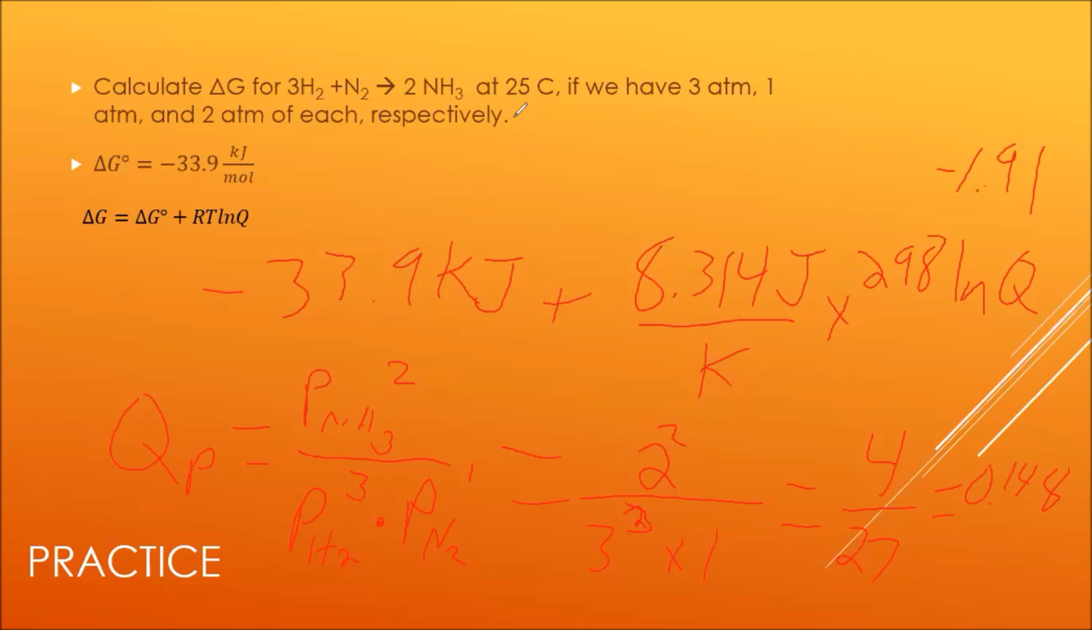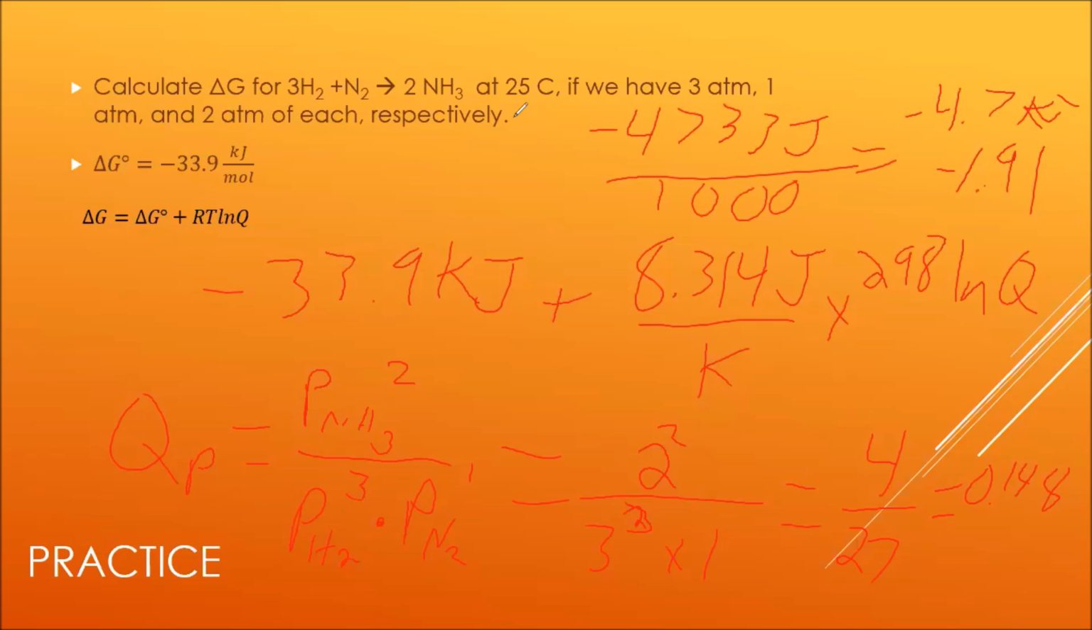Negative 1.91. We multiply that by my temperature, 298. We multiply that by my R, which is 8.314. You get negative 4733, which is, oh, that's a huge change, but that's 4733 joules, divided by 1,000 to get this in kilojoules, so negative 4.7 kilojoules. So we get negative 33.9 minus 4.7.